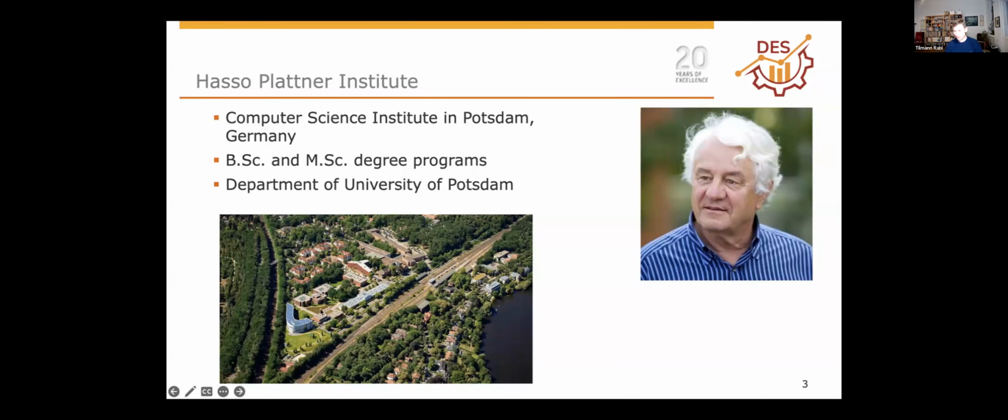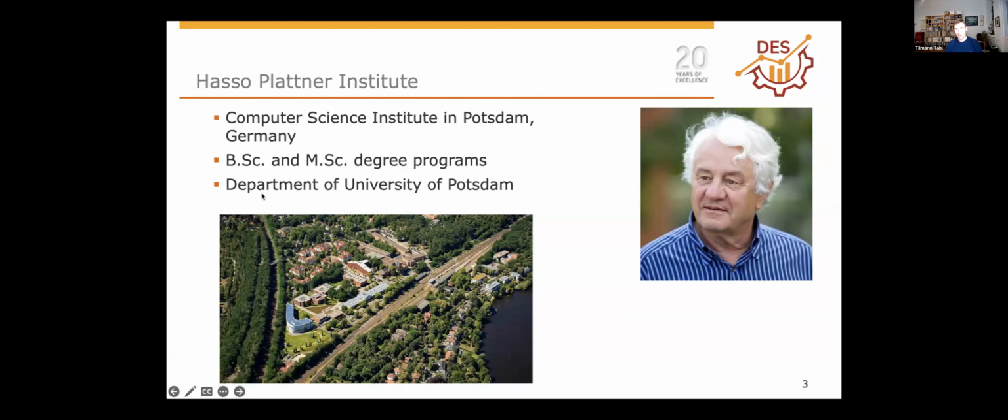You can probably see my mouse. So this is our main building. This is where I would be sitting if I'm not at home. While this is Potsdam, this is already Berlin, so this is really at the border of Berlin. And here we have a train station that is one stop away from Berlin and really nicely connected.